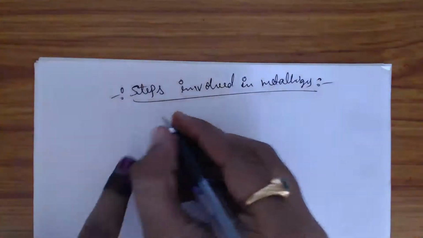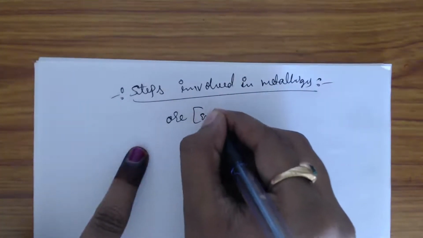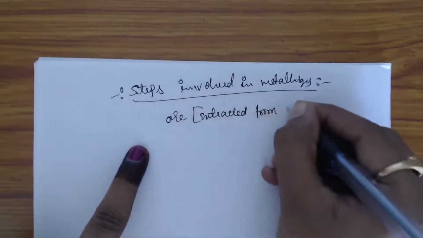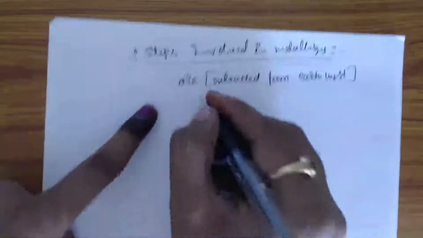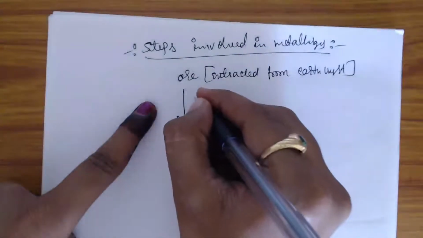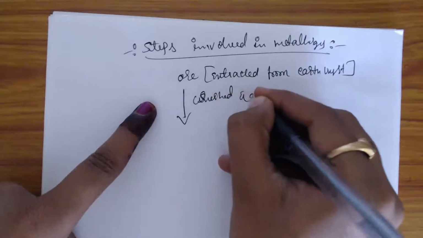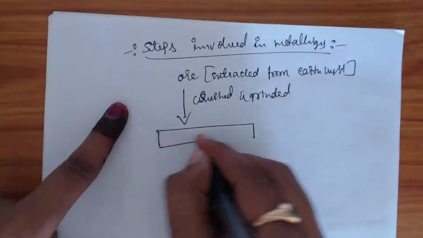So step one is what? Ore. First, ore is extracted from the earth crust. Next, this ore is crushed and ground. Then it becomes what?